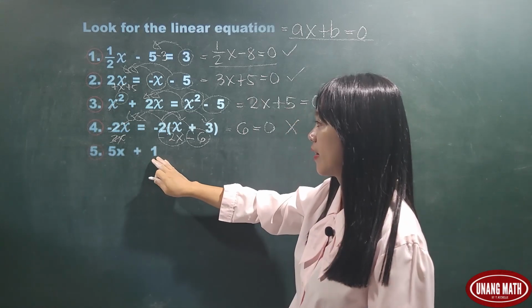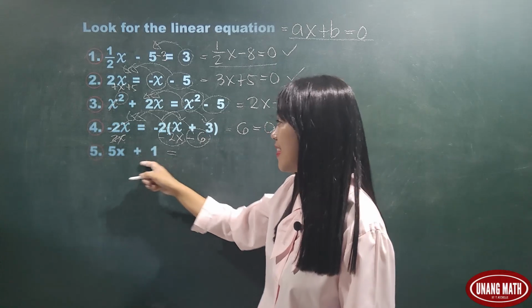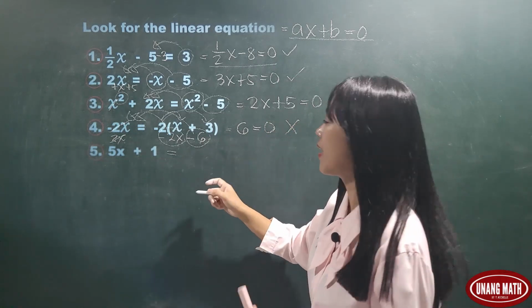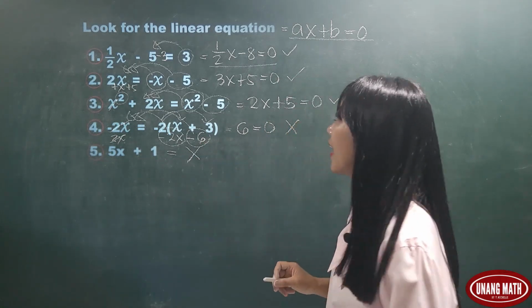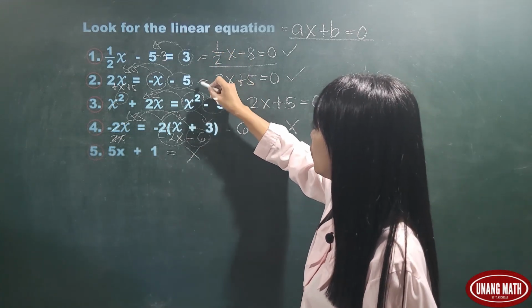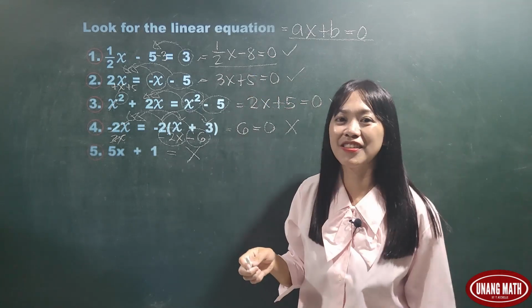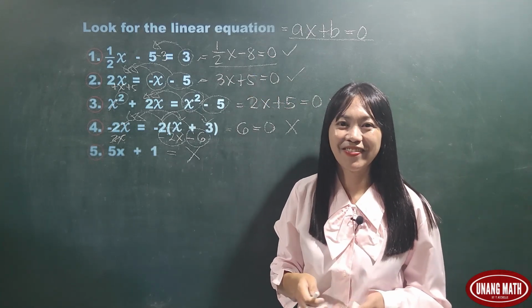5x plus 1. Okay, we cannot find an equal sign in this number 5. So that means this is not a linear equation. So we just have 1, 2, and then 3. These first 3 equations are linear equations.